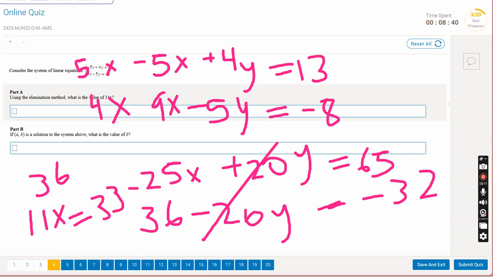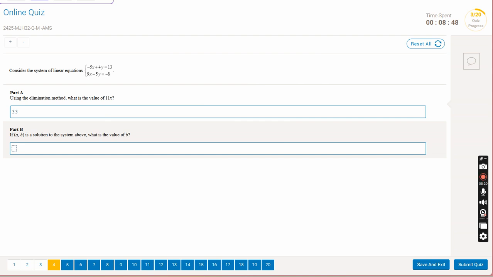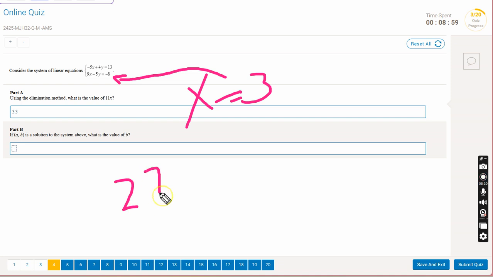So you can just write here 33 because they want 11x, they don't want exactly what x is. The next one, they want b. So you know x is 3 now. Put it right in any of the equations, at the bottom or above. 9 times 3 is 27. Minus 5y is equal to minus 8.